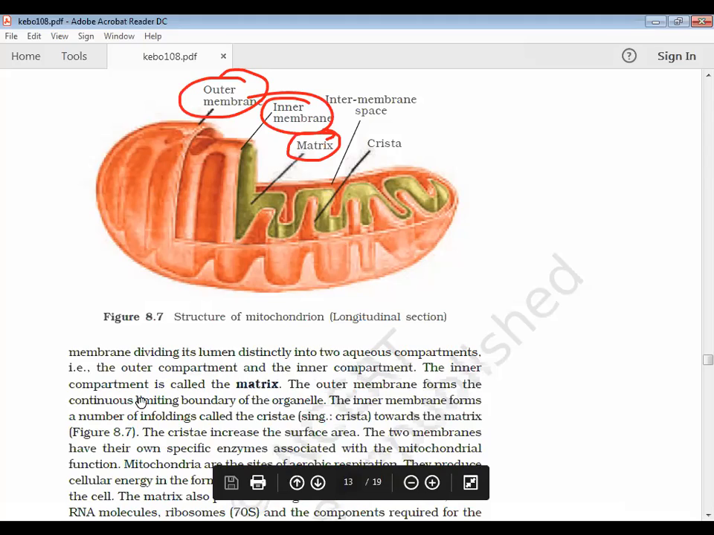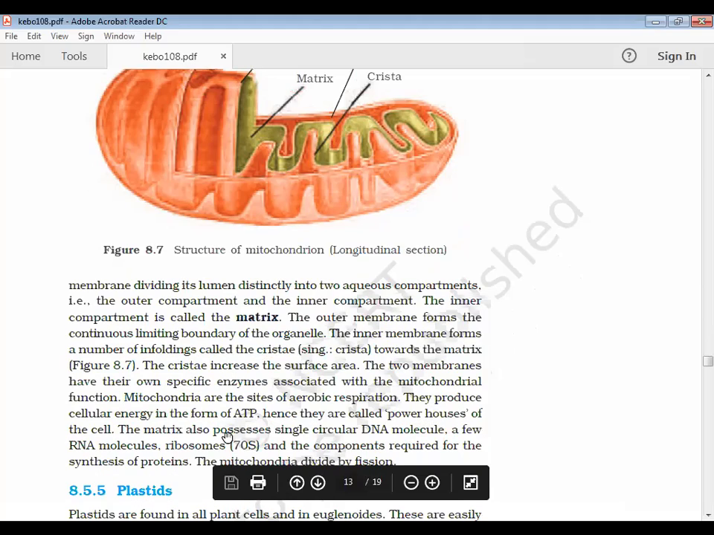The outer membrane forms the continuous limiting boundary of the organelle. The inner membrane forms a number of infoldings called cristae towards the matrix. Crista, singular. The cristae increase the surface area.